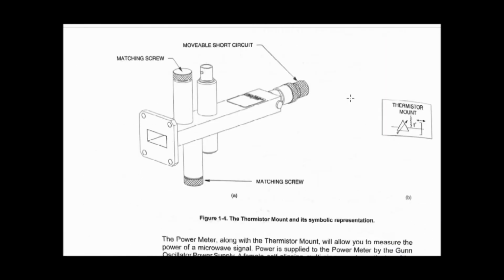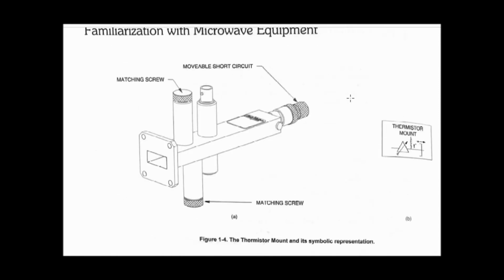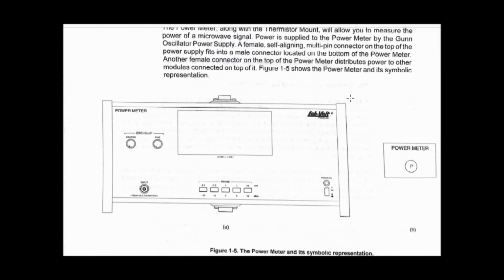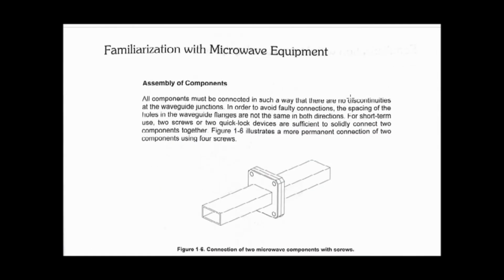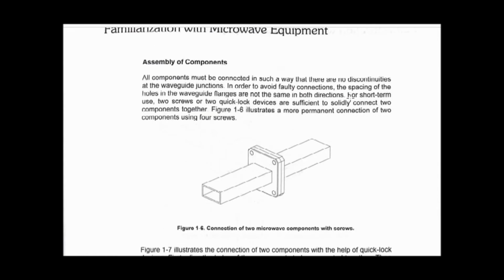You can see a thermistor in this figure. A thermistor is a temperature controlled resistor. This is used to measure the microwave power. The resistance of this device is sensed because of the microwave power, and that can be displayed on the power meter. So here you can see a power meter. You can see the front side of the power meter and its symbol. I will explain this and show you in detail in the next.